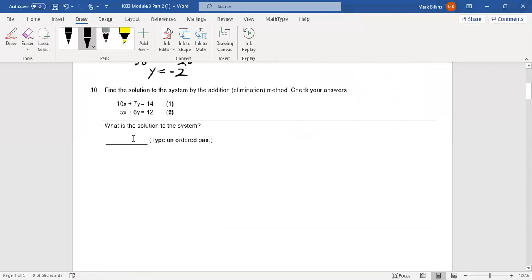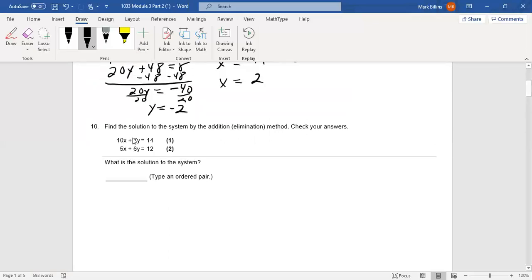So next, we're going to use the addition or the elimination method to solve. So in the addition or elimination method, what we want to do is add the 2 equations together and eliminate either the x or y variable. So in some instances, we're going to have to multiply one or both equations to make that so, because when we look at these equations, 10 is not opposite of 5, because if I add 10 and 5, that gives me 15. So that's not eliminated. And if I add 7 and 6, that gives me 13. So neither would be eliminated.